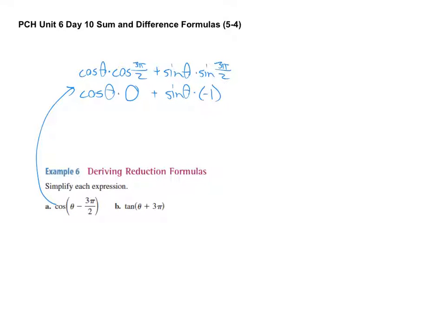So of course that first part is 0, and this whole thing equals negative sine of theta. So the cosine of theta minus 3 pi over 2 is negative sine of theta.